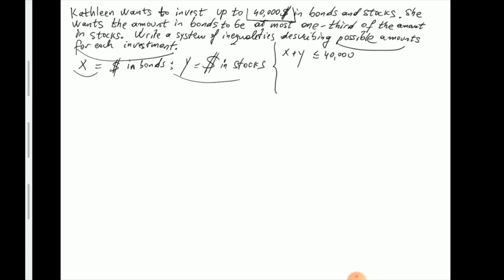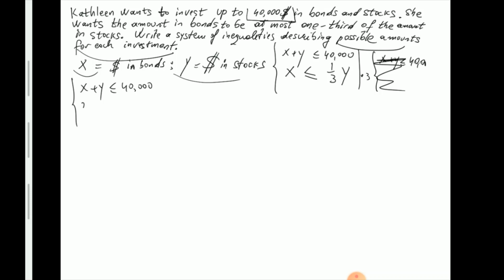And now she says that she wants the amount in bonds, which is X, to be at most, so not more than that, maybe less, but at most 1/3 the amount in stocks. So X is less than or equal to 1/3 times Y. Once you establish the inequality, you can do some algebra to simplify your equations. Actually, let me do it because I don't have room on that corner. You can actually multiply by 3 just to eliminate the fraction. So you can manipulate the system just to make it easier to maneuver.